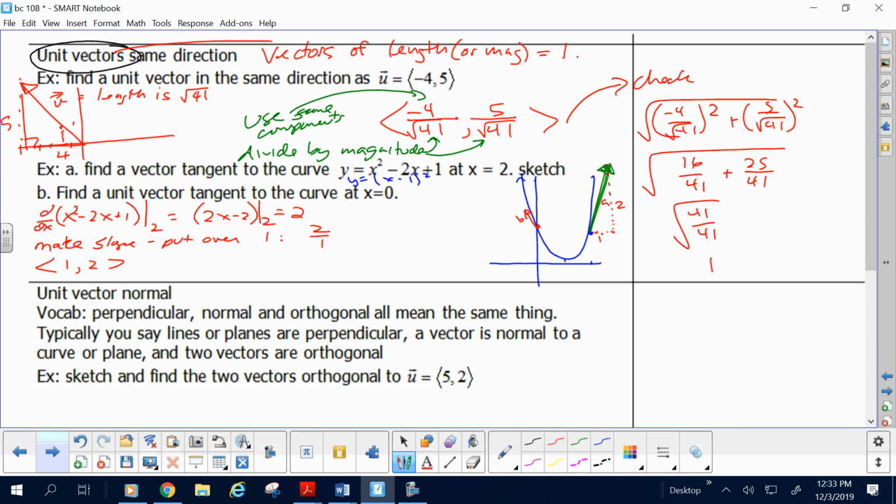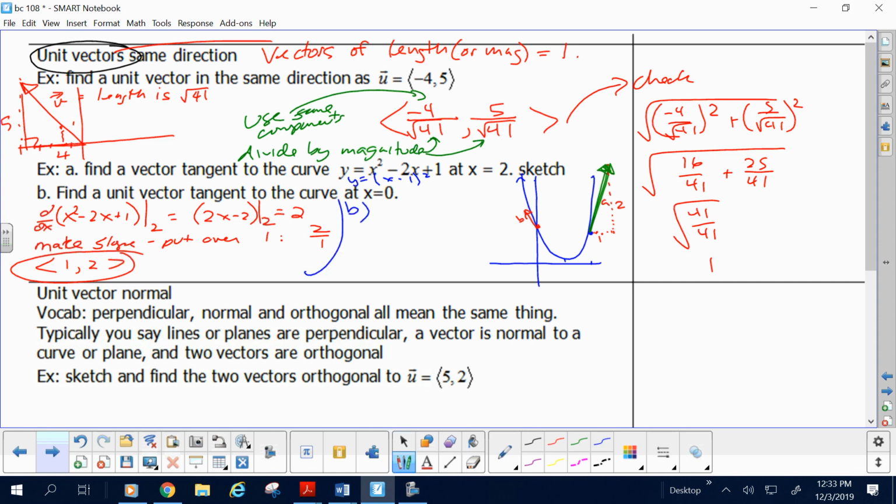Now, is that a unit vector? No. But does part A ask for a unit? No, it doesn't. So you're okay there. That's your answer. And we're good with part A. So far, so good? Okay. Part B.